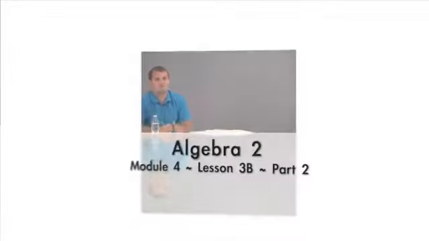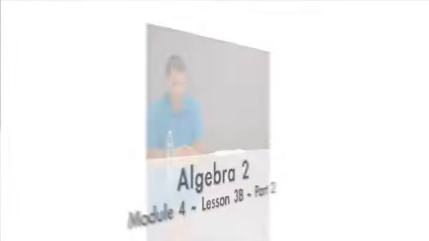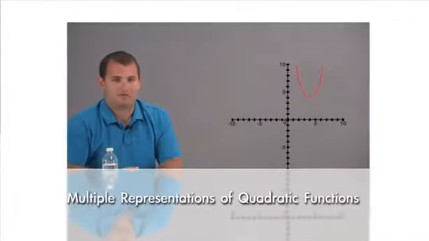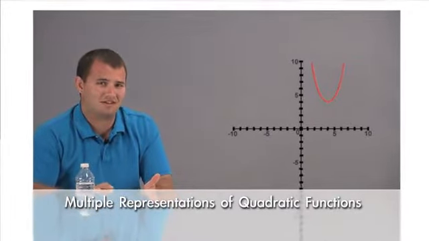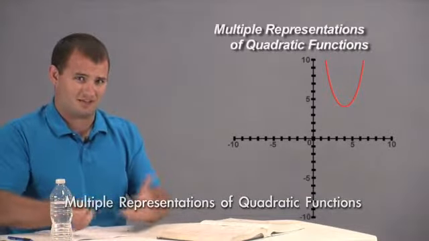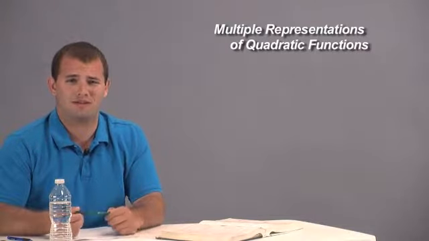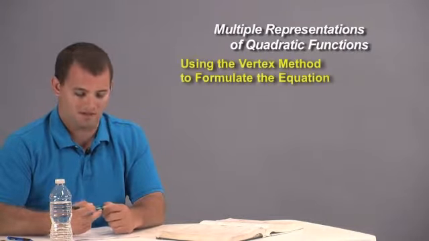We need to discuss the weakness of using the x-intercepts when we have graphs. Look at this graph here. It doesn't have any x-intercepts. Can we really use the x-intercept form when we have that problem? But we do have another way of doing it, and that's using the vertex method.